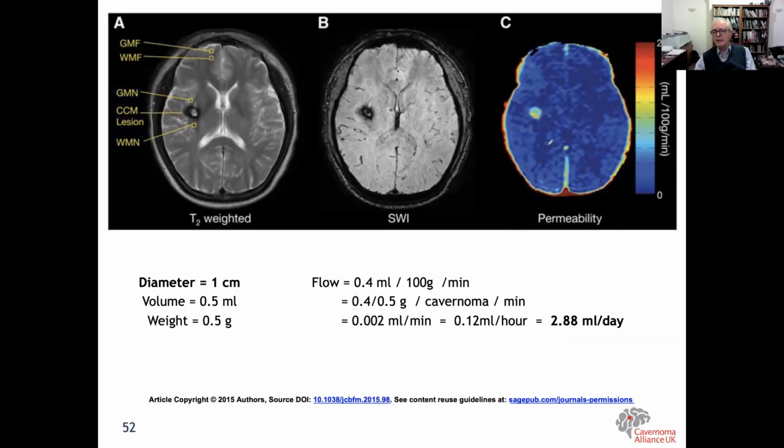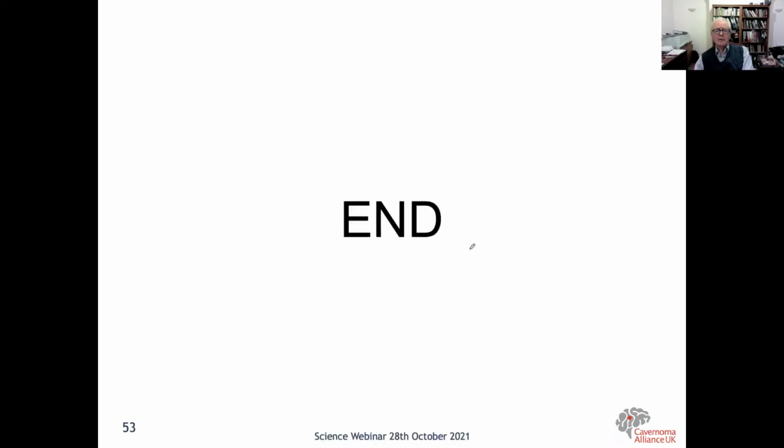As a matter of interest, there's leakage throughout the brain. This shows the grey and the white matter somewhere down here. So there's a very dilute leakage, if you like, of blood in the brain altogether. So that's the end.